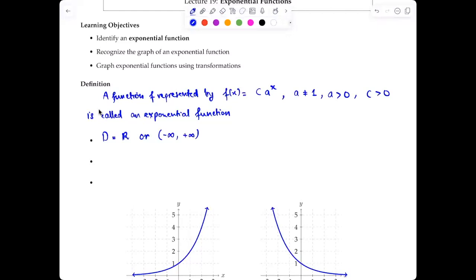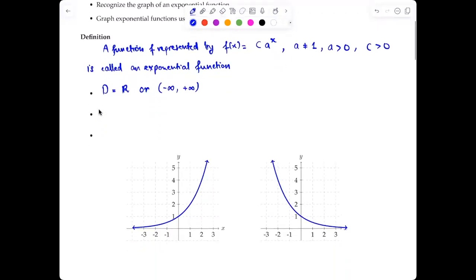Now, depending on the value of A, you have different types of exponential functions. A is very important. When A is greater than 1, you have something called exponential growth. And when A is between 0 and 1, you have something called exponential decay.